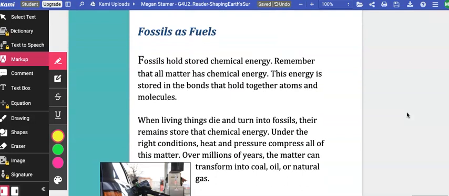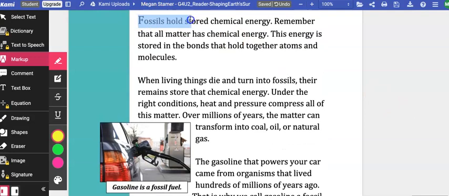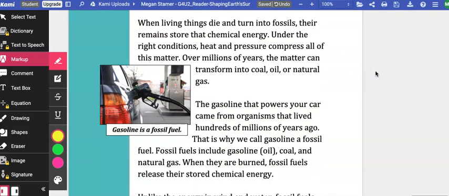Fossils as fuels. Fossils hold stored chemical energy. Remember that all matter has chemical energy. This energy is stored in the bonds that hold atoms and molecules together. When living things die and turn into fossils, their remains store that chemical energy. Under the right conditions, heat and pressure compress all of this matter. Over millions of years, the matter can transform into coal, oil, or natural gas.